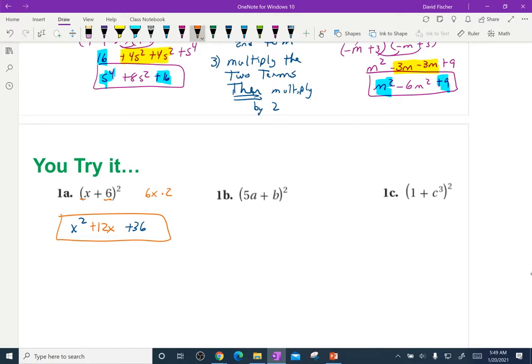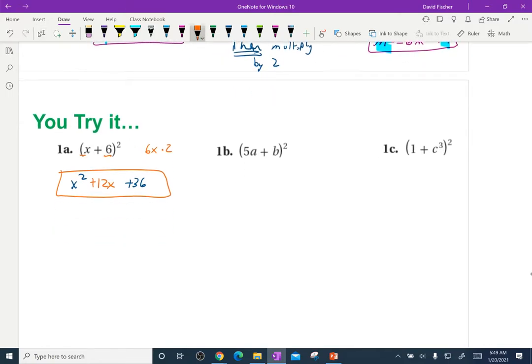Practice another one. Square the first term. Square the third or second term, but that's going to be my third term here. Take the 2, multiply them together. 5 times 1 is 5. A times b is 5ab's. Now 5ab's, in my head I'm thinking times 2 would be 10ab's.